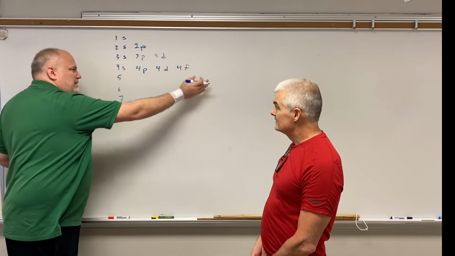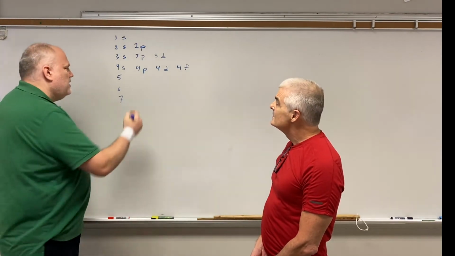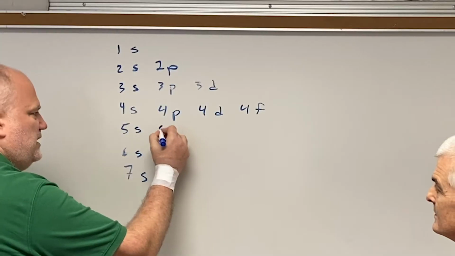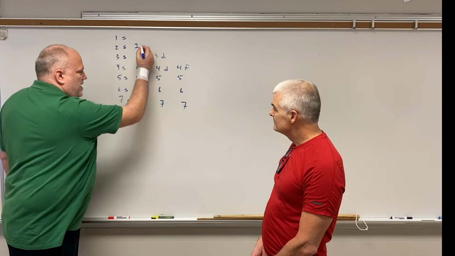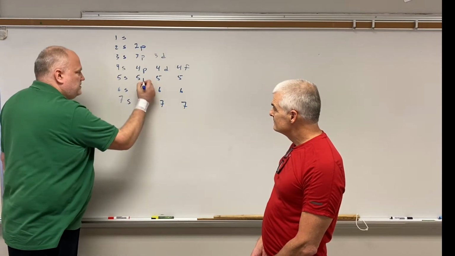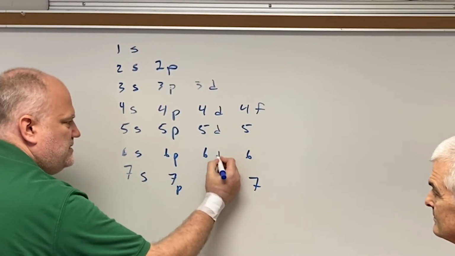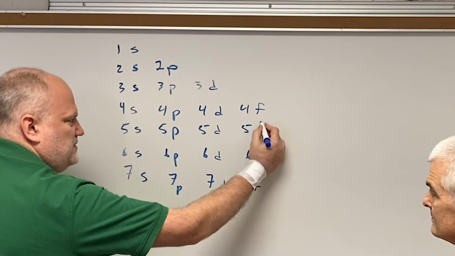Now, there's actually theoretically G orbitals and H orbitals. We're not going to get into those, but I'm going to show you the quickest way to draw one of these tables if you want to use it. We're just going to go like this. Everything down this row here is going to be P's. Everything in this column is going to be D's. And these are all F's.